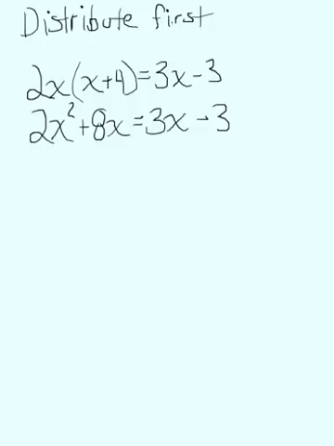Why are we moving these two? So the x squared term can stay positive. We need to move the 3x. How do we move the 3x? It's positive, so we need to subtract it. What about the minus 3? Add it.